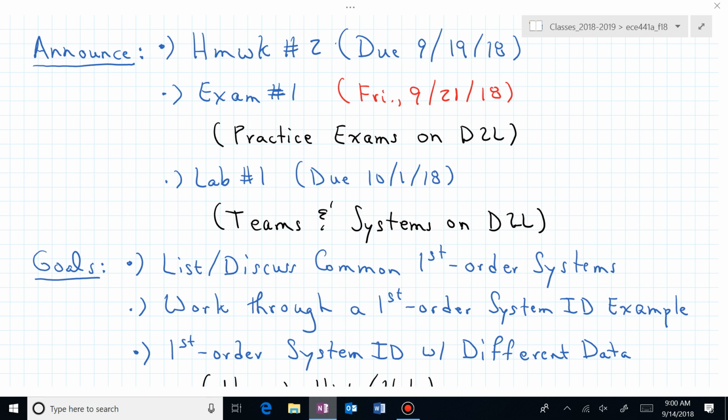You also want to make sure that you understand the material in lab number 1 well enough to be able to do an exam problem on it. You don't have to turn that in. That's not due until the 1st of October, which is a week and a Monday beyond the date of exam number 1.